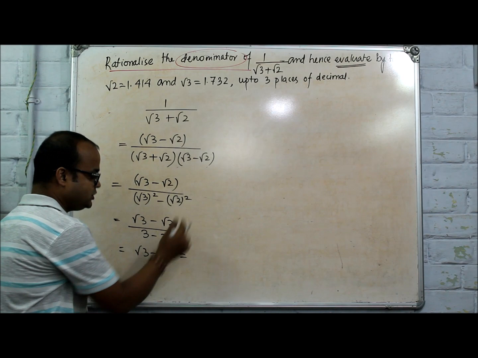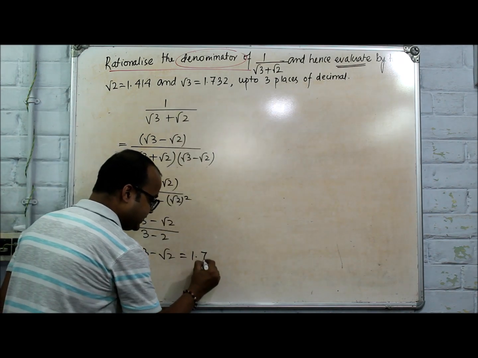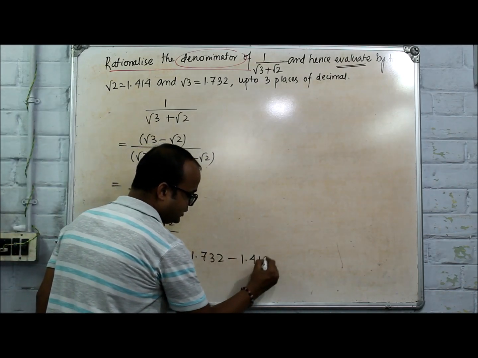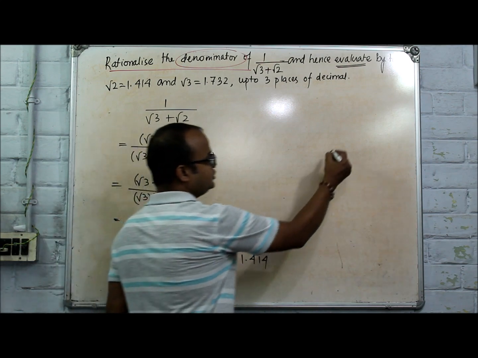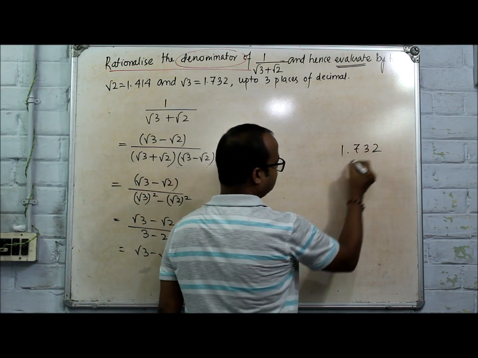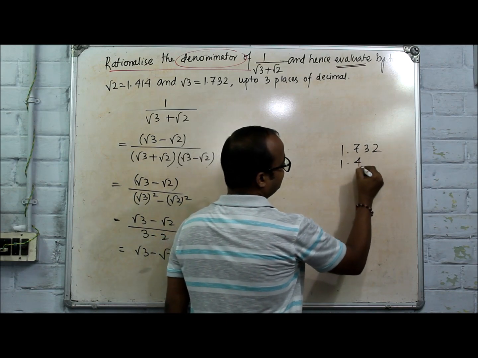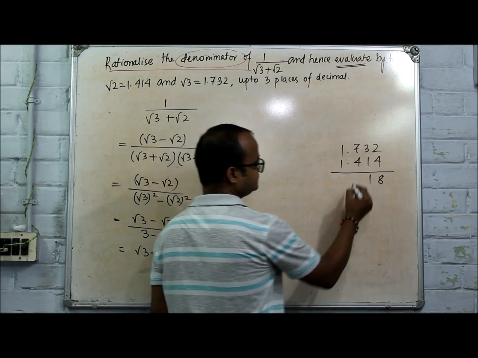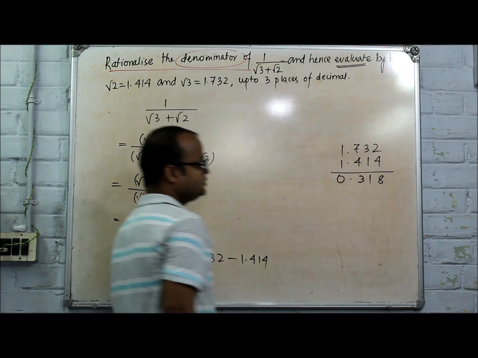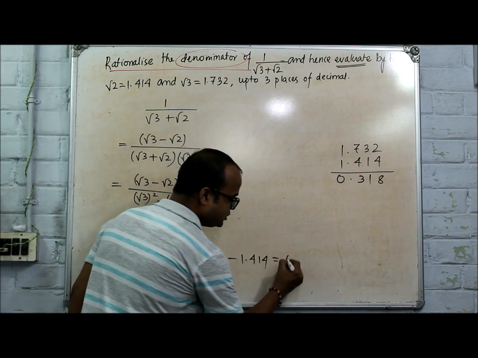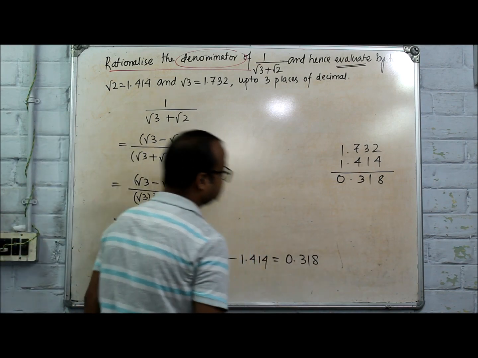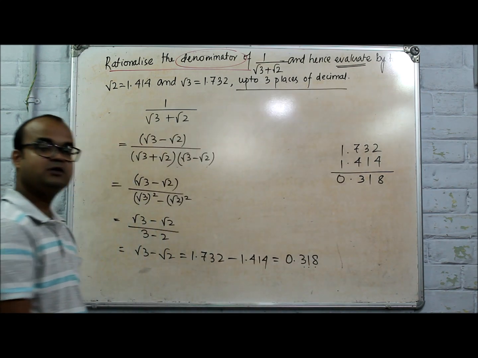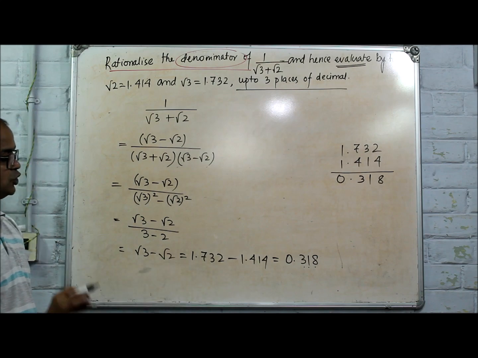So in place of root 3, we substitute the given value 1.732 minus 1.414. So we subtract these two. So this is equal to 0.318, up to 3 places of decimal. So your answer is 0.318.